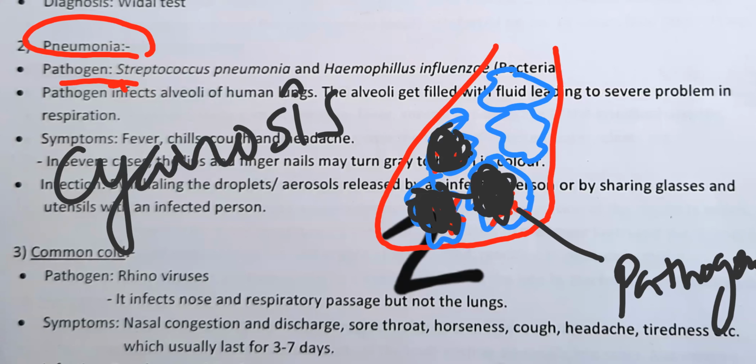This scenario is an extreme situation in pneumonia and it is known as cyanosis. अगर पेशेंट को साइनोसिस होना स्टार्ट हो जाए तो अंडरस्टैंड कर लेना चाहिए कि पेशेंट के लंग्स को सीवियर डैमेज हो गया है, तब जाके साइनोसिस होता है.